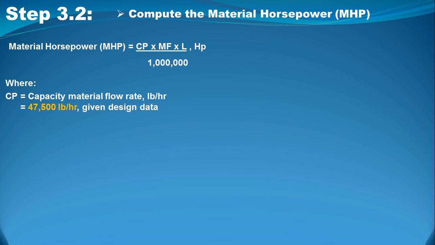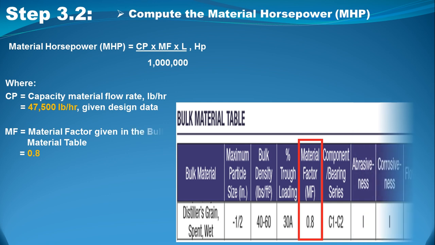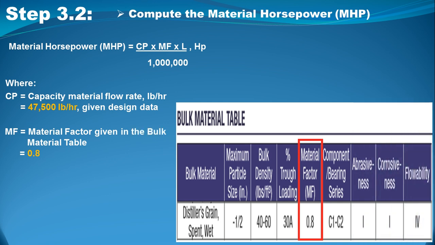47,500 pounds per hour. MF is the material factor, which is given also, as you can remember, in the bulk material table. Since the bulk density is 50, within the range of the standard in the table of 40 to 50, 60 pounds per cubic foot, the resulting material factor is 0.8. L is the length of the screw conveyor, which is 16 feet.